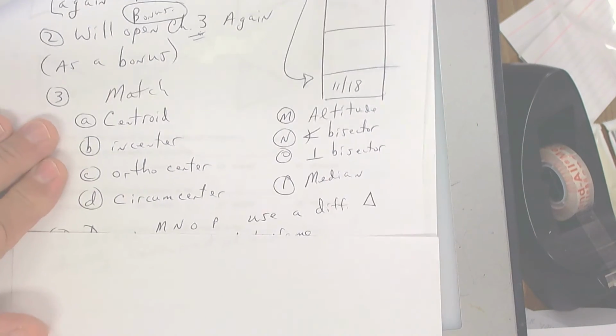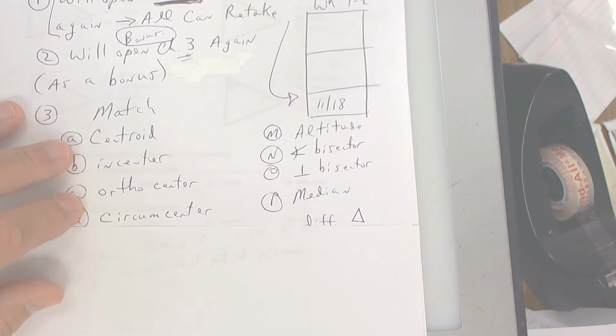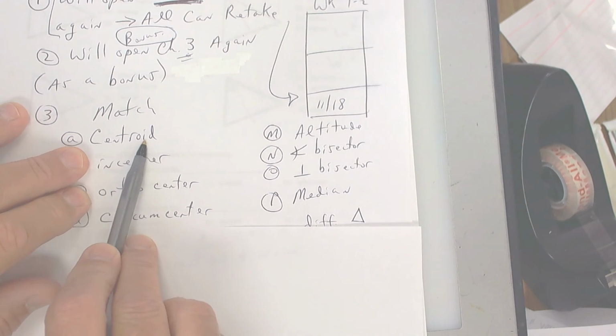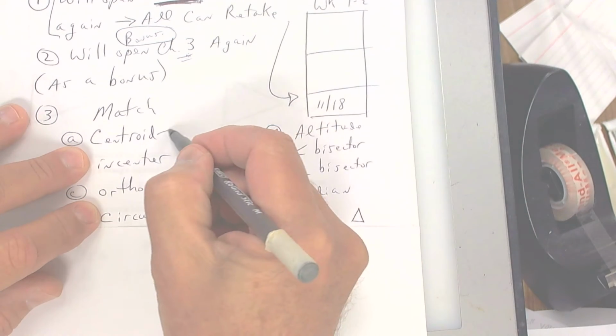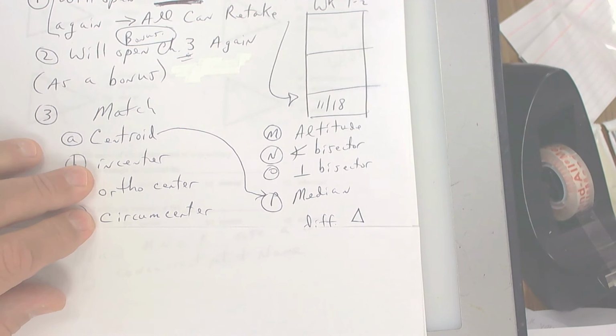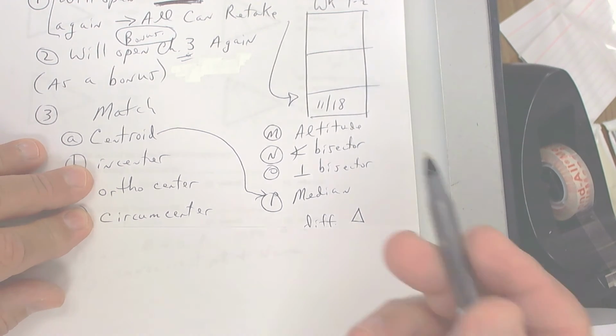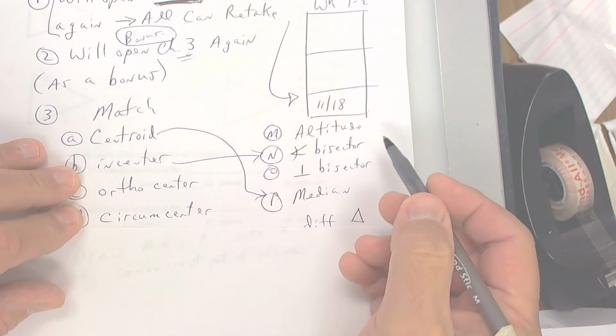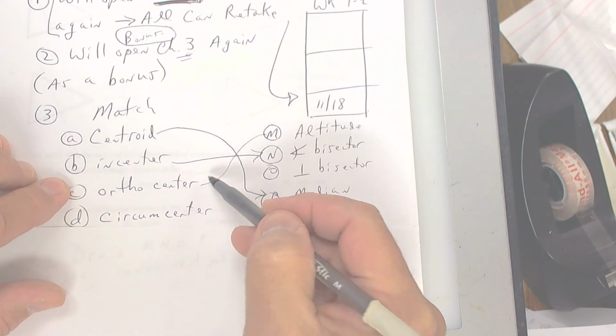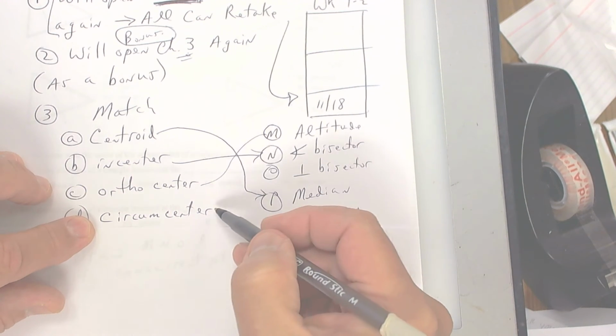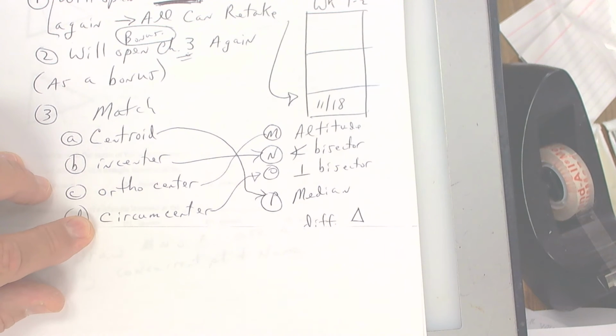Look up here, let's match. Now I'm just going to look at the board. Let me think here first. A centroid, MC, like MasterCard, that's median. An in-center is AI. AI is altitude? Let me make sure on that. No. In-center is angle bisector, AI. Orthocenter is altitude. And circumcenter is perpendicular bisector. They're all on the board by the speaker, but make sure you know them.